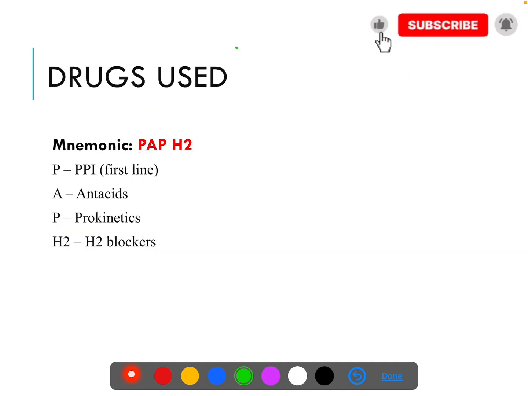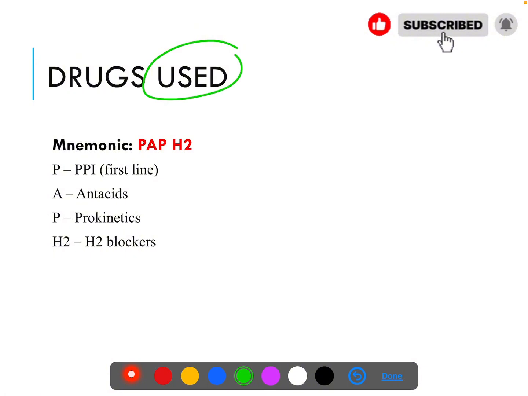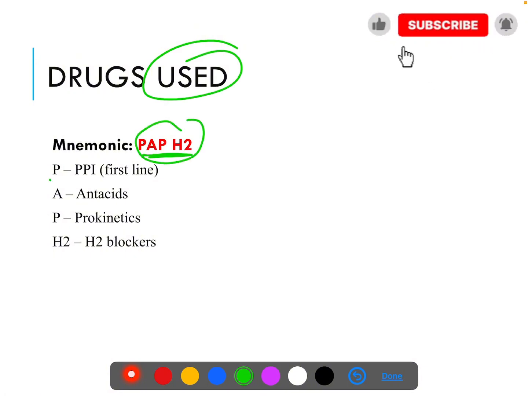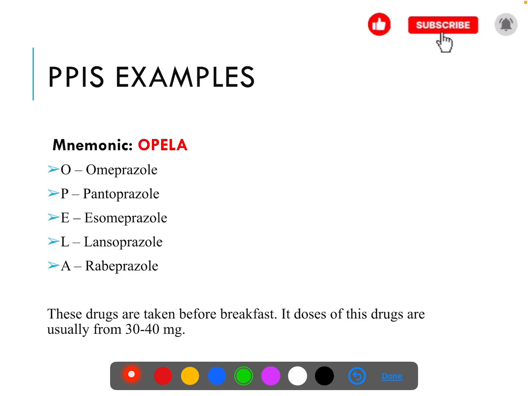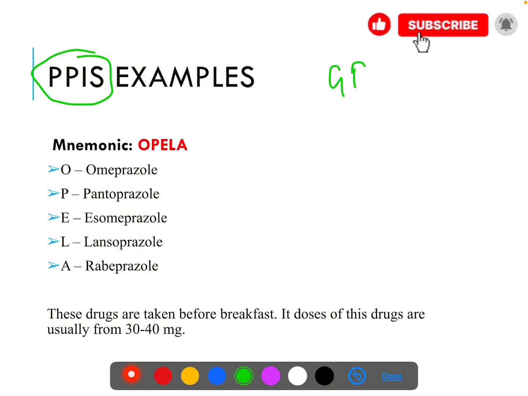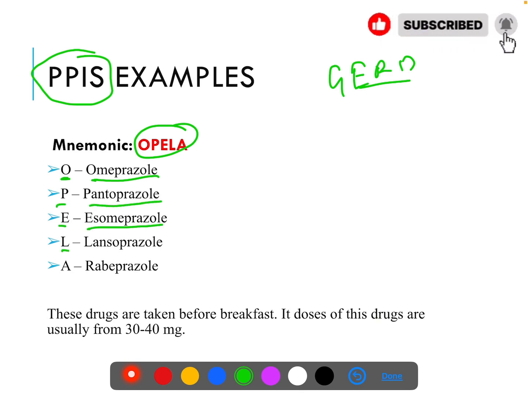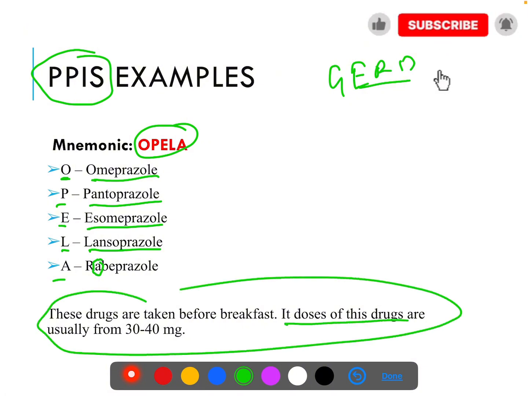So also we manage GERD by using drugs with the mnemonic PAP H2, P for PPI, proton pump inhibitor, which is the first line, A for antacids, P for prokinetics, H2 for H2 blockers. So we'll be talking about the PPIs. What are the PPIs which are used in GERD? With the mnemonic OPELA, O for omeprazole, P for pantoprazole, E for esomeprazole, L for lansoprazole, A for rabeprazole. These drugs are taken before breakfast. Each dose of these drugs usually ranges from 30 to 50 mg.